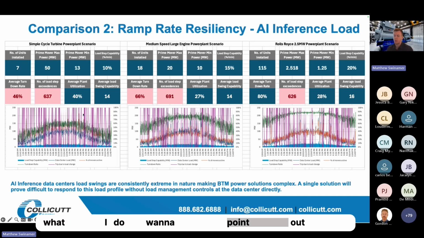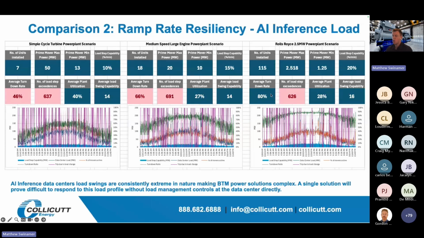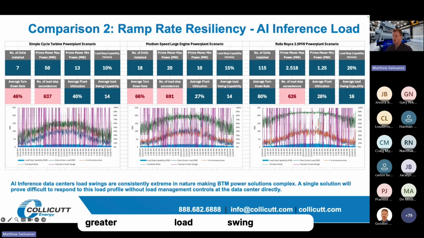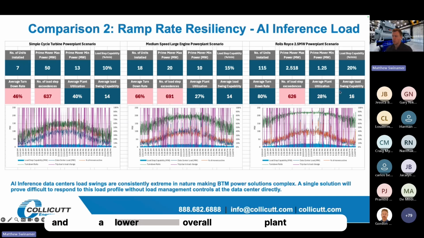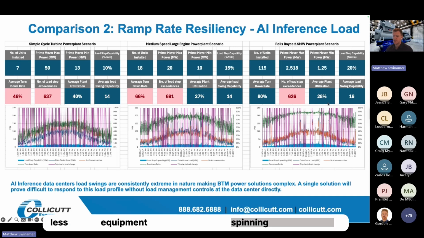However, what I do want to point out is that because we have a higher number of units, we're able to achieve a higher overall load profile on the engines, which does give us greater load swing capability. And we're able to achieve a higher fuel efficiency and a lower overall plant utilization. They effectively have less equipment spinning of the overall plant. This will ultimately impact our economics that we'll show you later on.